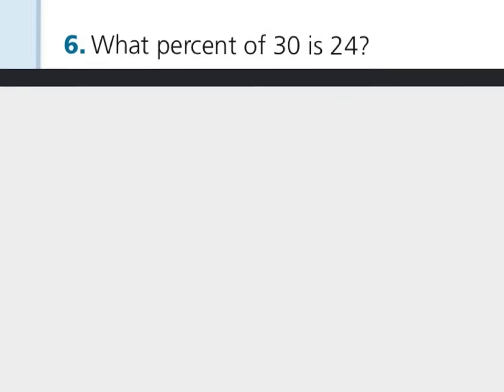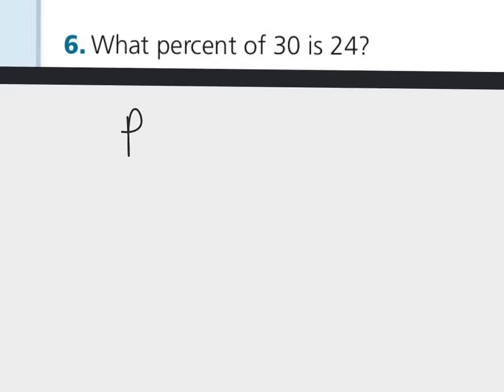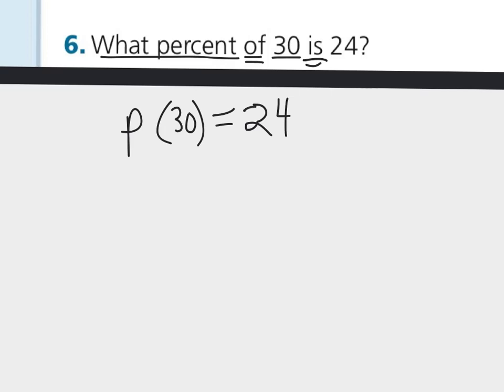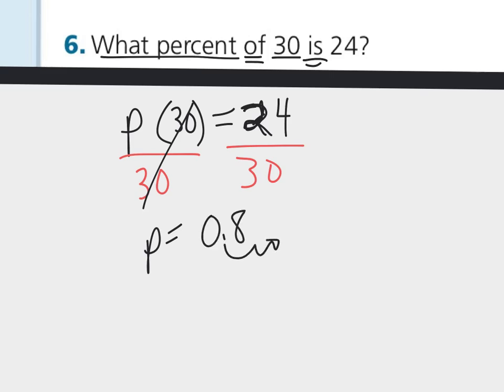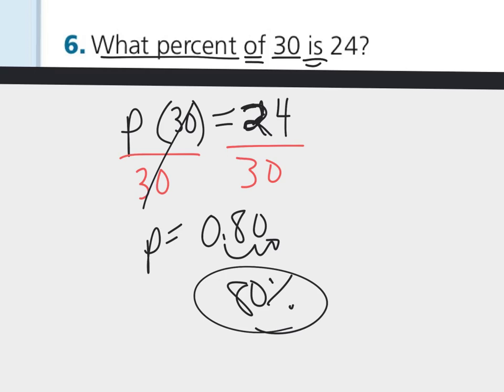Number 6, back to an equation. So what percent? I'll just do p for percent again. Of means times. 30 is means equals 24. Not sure what happened to that 2 there, but anyway. They're multiplying, so we need to divide by 30. When you divide that out, you should get 8/10. Move your decimal over, add the 0, that means 80%. So 80% of 30 is 24.